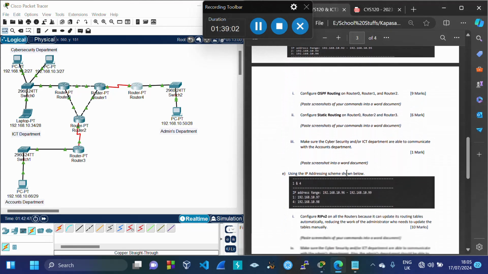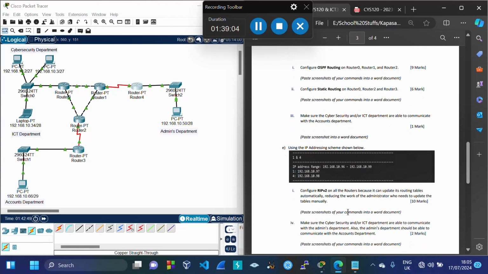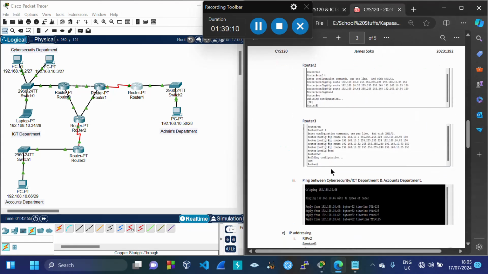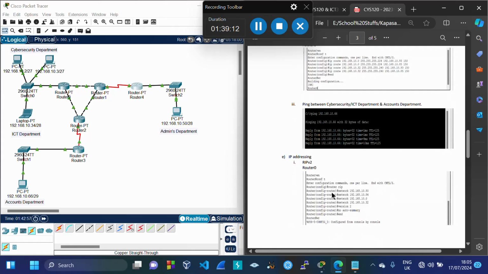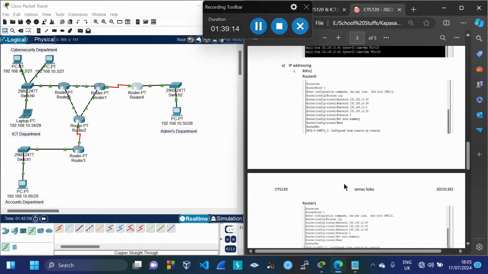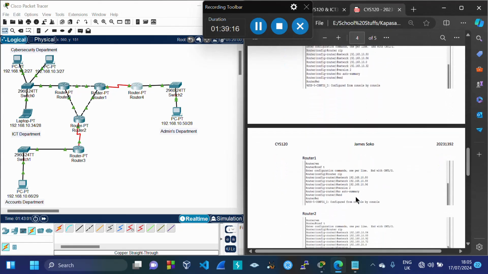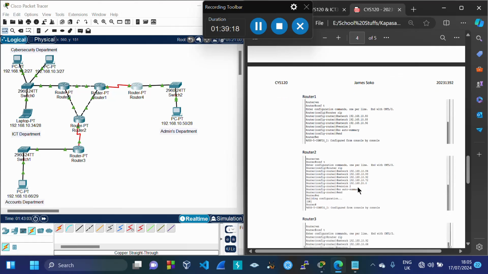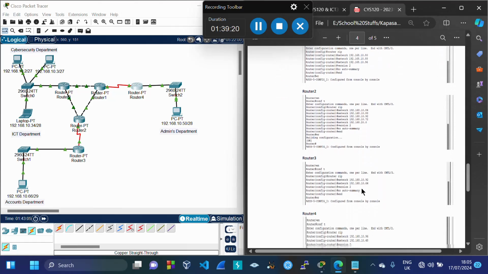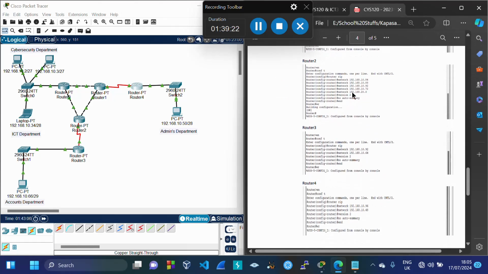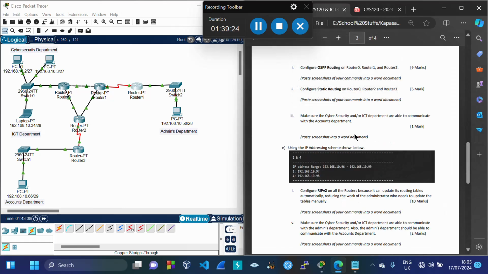Let me see. It was saying paste screenshots of your command into a Word document, 10 marks. So remember, I'm showing you how to do it. This is for router 0, you show. For router 1, you show. For router 2, you show. For router 3, you show. And for router 4, you're done.